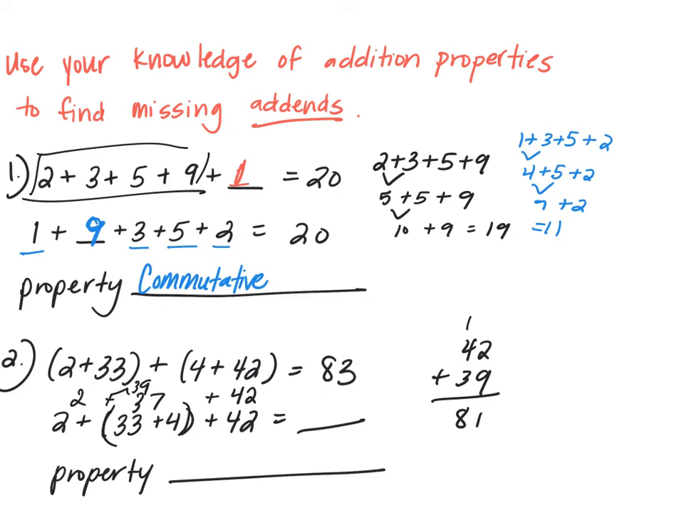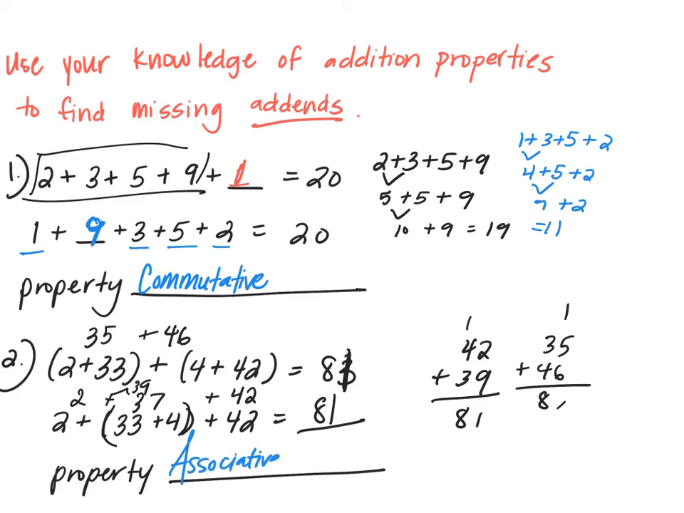Let's check this problem right here. That is 35 plus 46. 35 plus 46, 11, 81. This should be 81. That's why it's important to check our work. So 81 is the sum here. I didn't have any missing add-ins, so I didn't have to do the work like for the top problem. Now looking though, did I change the order or did I group the add-ins differently? I grouped the add-ins differently. So it's the associative property.